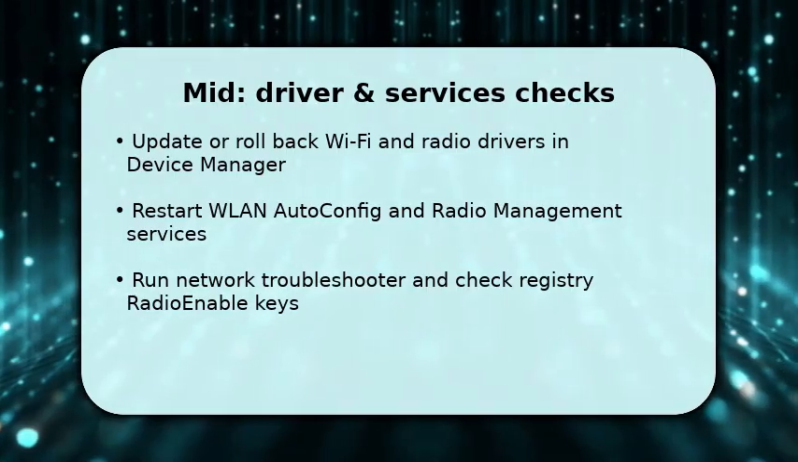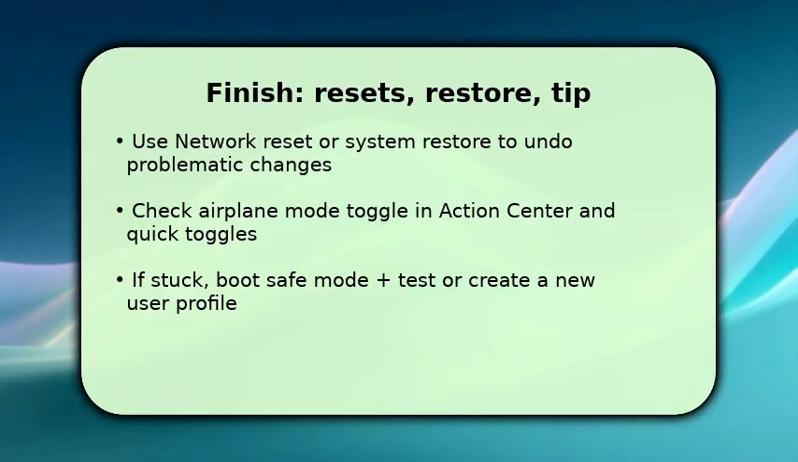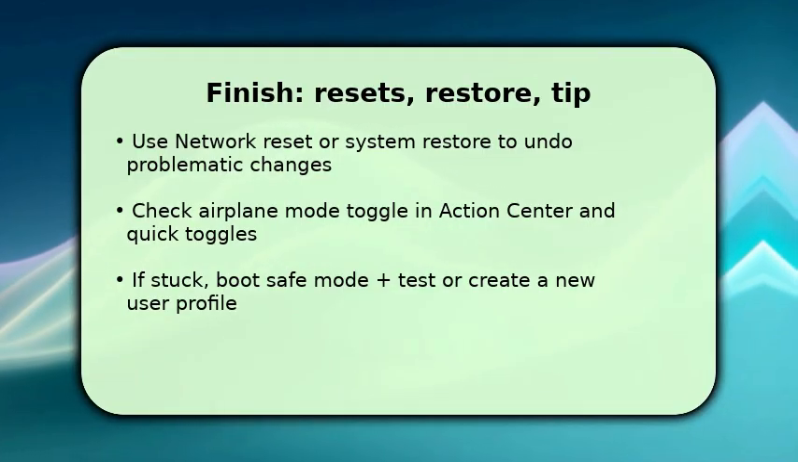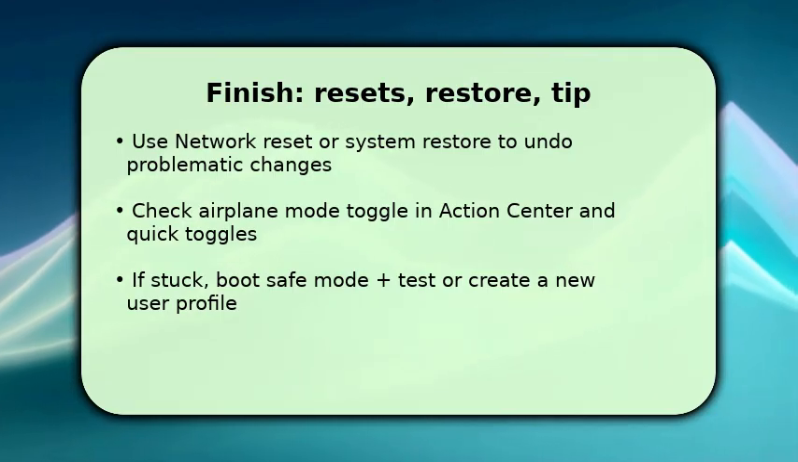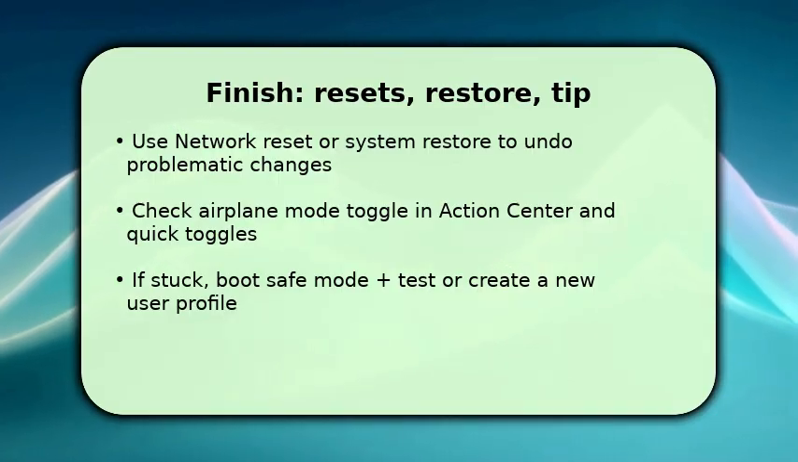Complete the repair by using Network Reset in Settings if individual fixes failed. This reinstalls adapters and clears configs, so expect to re-enter Wi-Fi keys. Alternatively, use System Restore to go back to a known good point if available. Make sure the Action Center tile reflects current state after reboot.